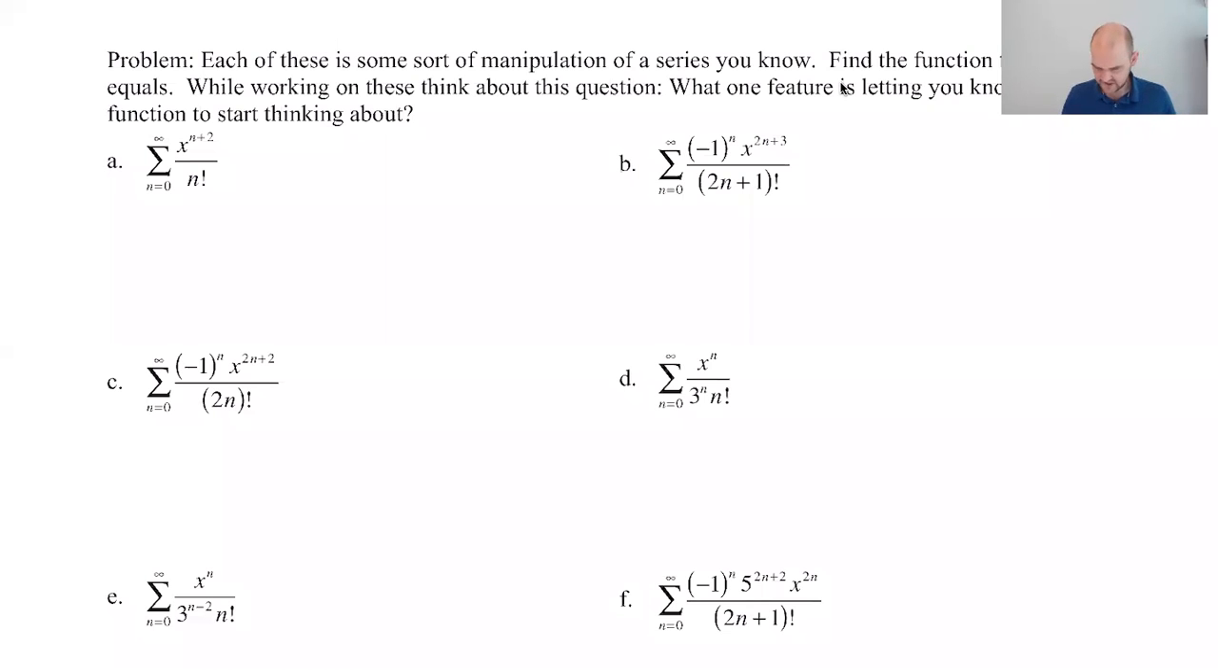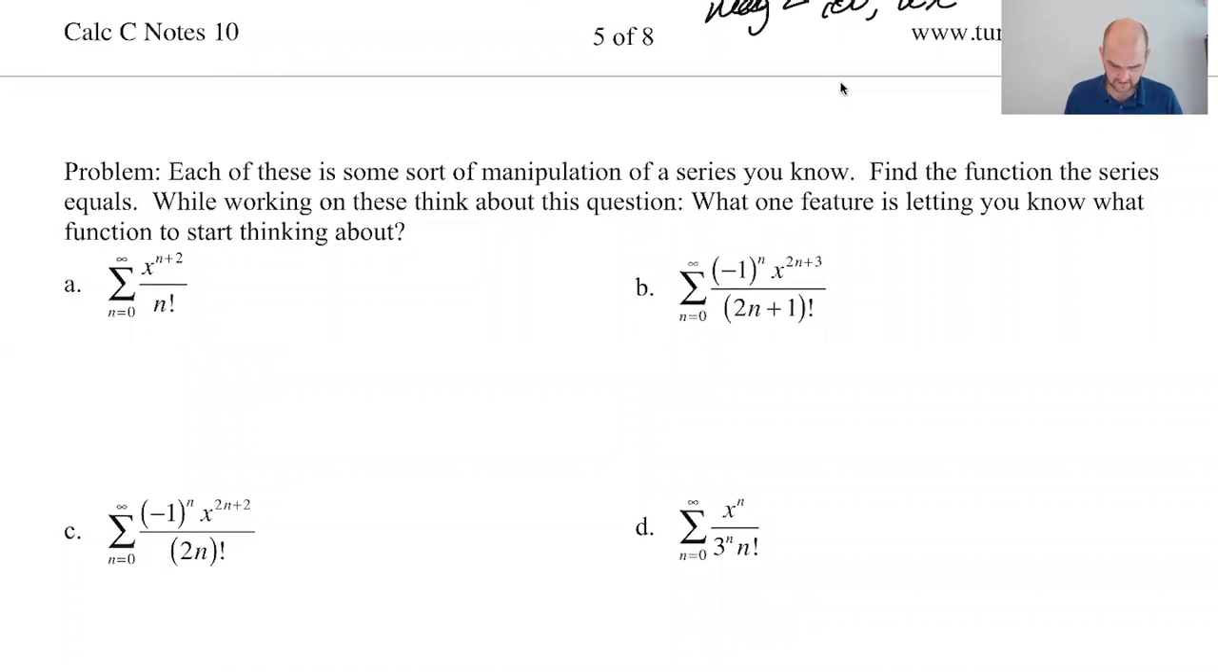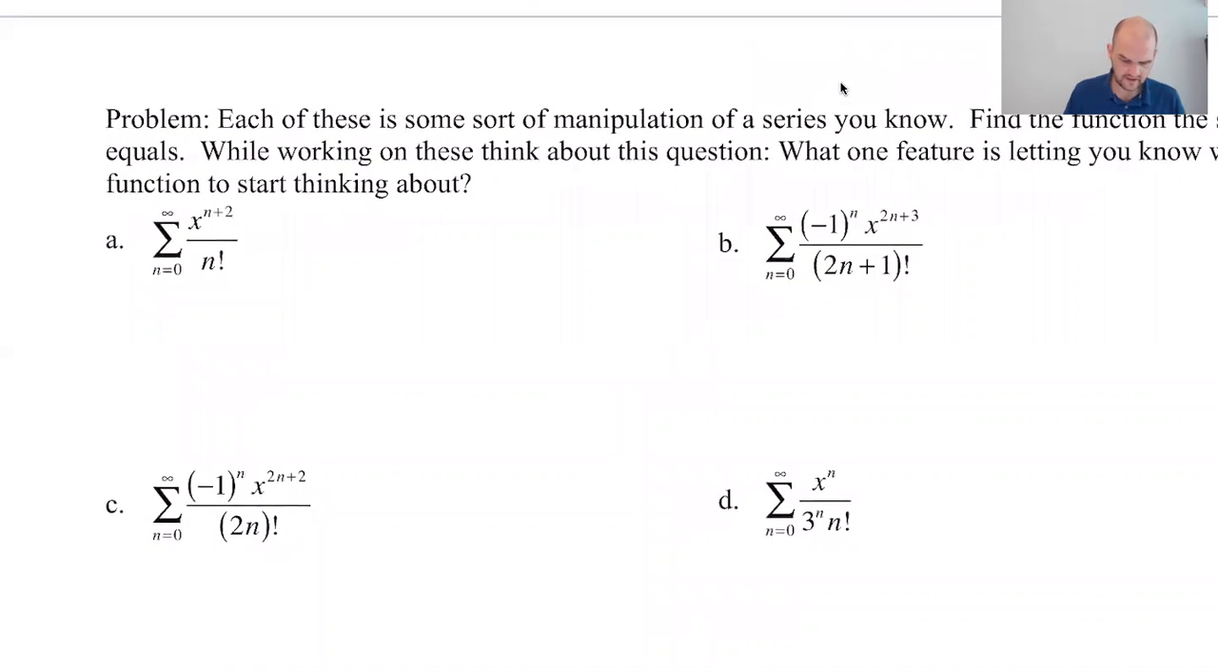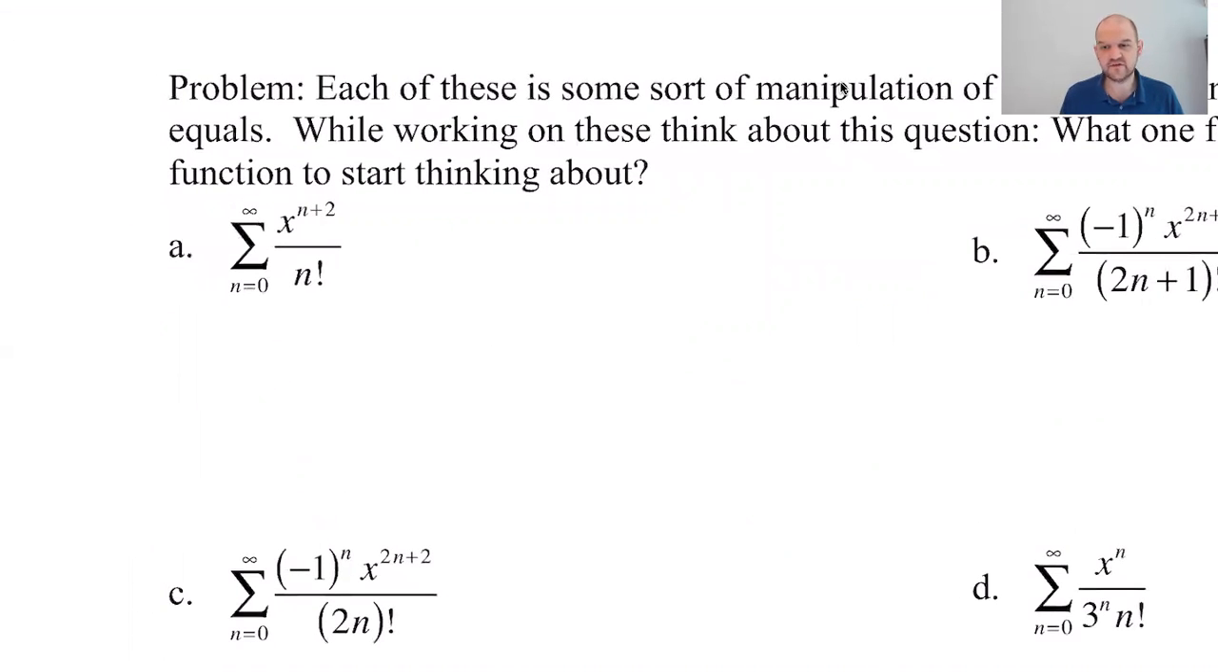All right, we're back. We're on page 6 of notes 10 of Calc C, and we are looking at series. It looks like what we're going to do here is find the function the series equals. So we're going to look at each of these and see if we can work out which function it actually is in disguise. The first thing I do is always look at the denominator. I look for a factorial.